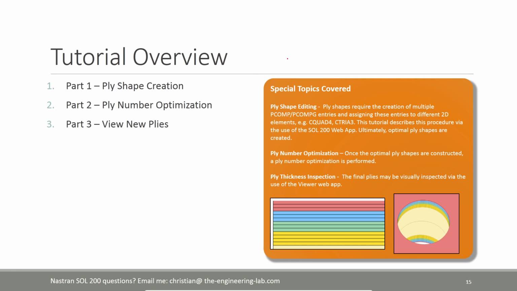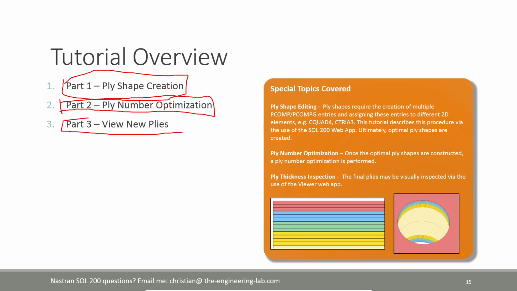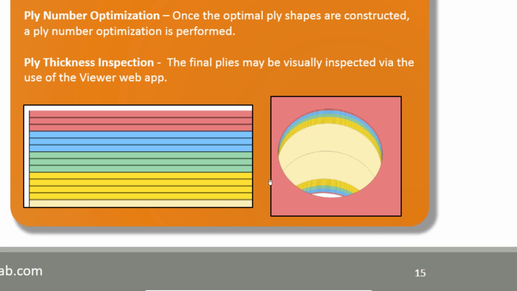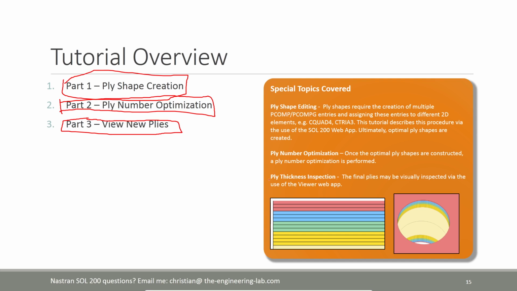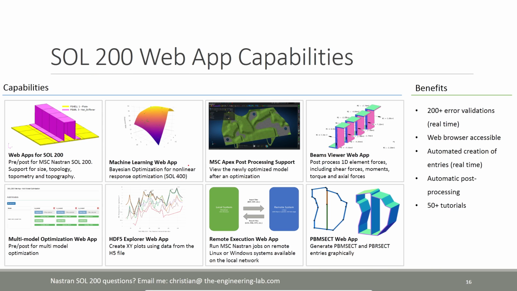Now, this tutorial is broken down into different parts. In the first part, we're going to go ahead and create the ply shapes. We're going to then ask the question, okay, for each ply shape, how many of each ply shape do I need? So this is where we perform the ply number optimization. And then at the very end, we are interested in actually looking at what the plies look like. So at the end of this whole workshop, we're actually going to look at 3D representations for the ply thickness and the coupon. So let's go ahead and get started.